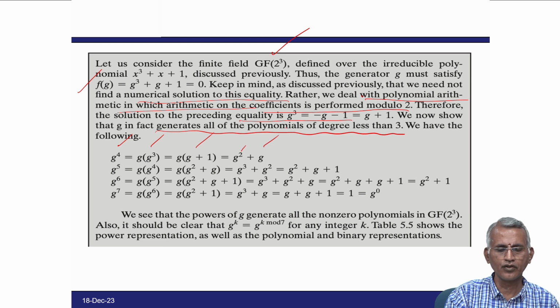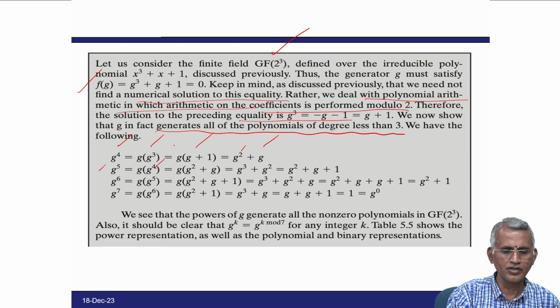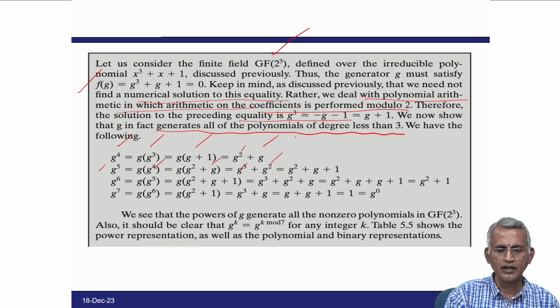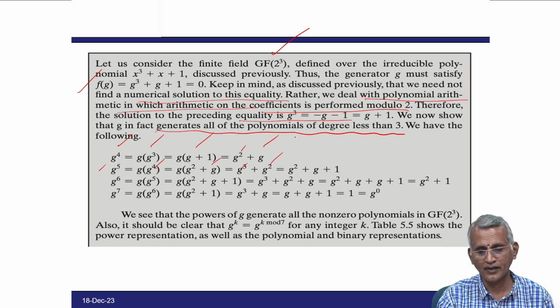So, g power 4 can be written as g square plus g, and g power 5 is g into g power 4, which is equal to g into (g square plus g), because g power 4 is g square plus g. Therefore, g into g square is g cube and g into g is g square. Therefore, g cube is g square plus g plus g square, and g cube is g plus 1 and g square keep g square.